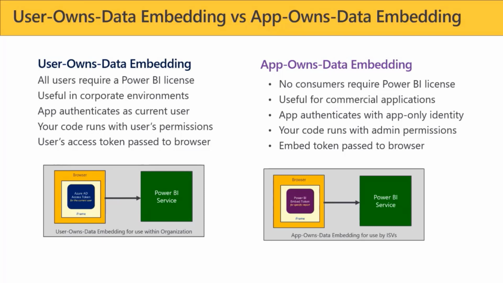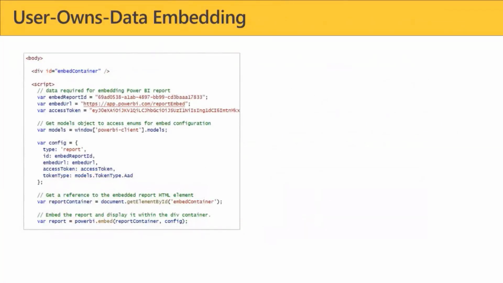So remember, with user owns data embedding, Power BI can always see a user identity with an Azure AD work or school account, either in your tenant or a B2B tenant, and we know that user has a Power BI license. With app owns data embedding, Power BI really doesn't know anything other than it's an external user.